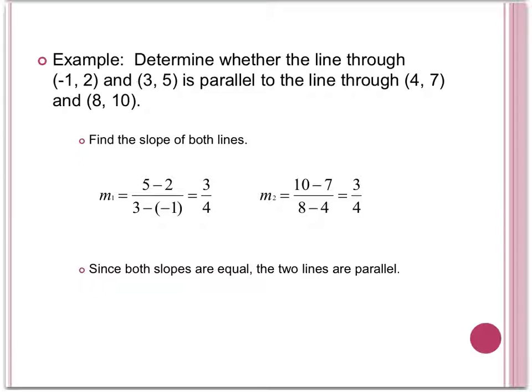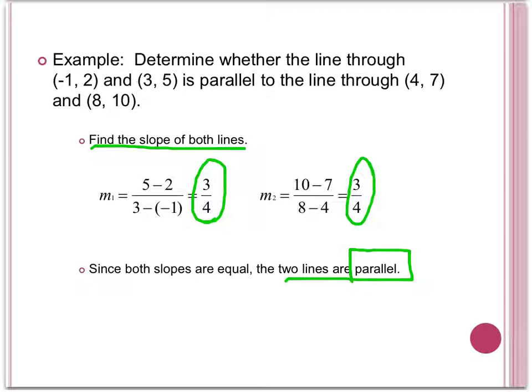Now, let's do an example. It says determine whether the line through negative 1, 2 and 3, 5 is parallel to the line through 4, 7 and 8, 10. We can tell if these 2 lines are parallel by finding the slope of both lines. By using the slope equation and plugging in the points, we find that the slope of the first line is 3/4. Doing so for the second line, we find that the slope is also 3/4. And since both slopes are equal, we know the 2 lines are parallel.